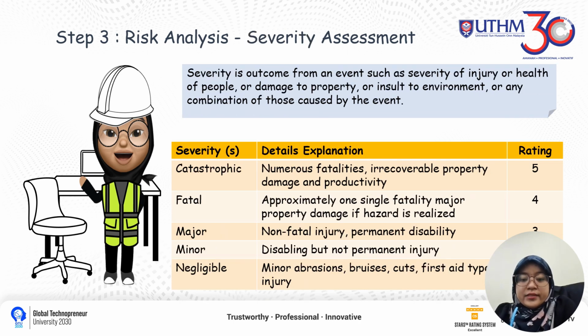Then you have to decide the severity. Severity is the outcome of an event, such as severity of injury or health of people, damage to the property or insult to the environment, or any combination of these caused by the event. Similar to likelihood, the rating is 1 to 5 from negligible to catastrophic. The details are shown here.